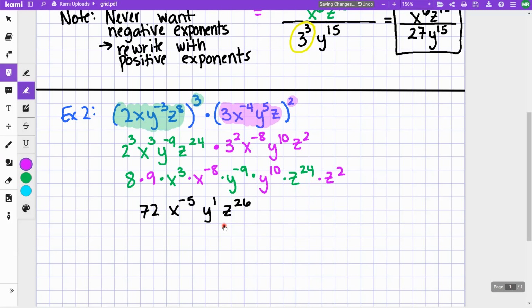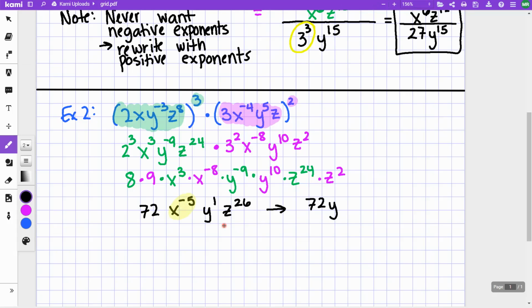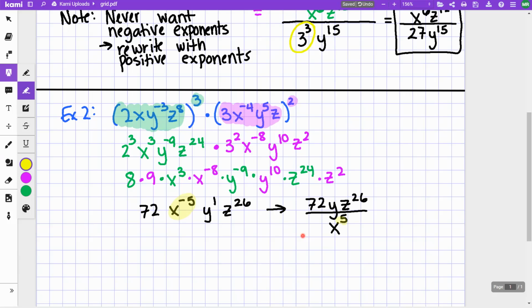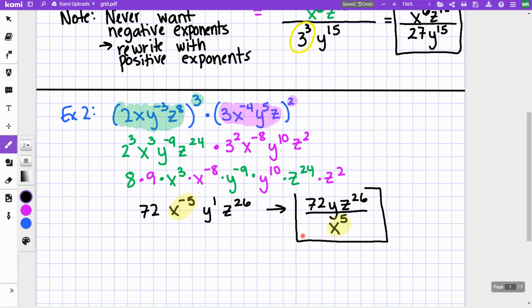Now, I'm almost done. But again, I do not like to have negative exponents. So this negative exponent means that that is going to have to move to the denominator. So I'm going to have 72 stay on the top, y to the 1st, or I'm just going to write it as y, z to the 26th stay on top. And this x to the -5th is going to come to the bottom. And now it's going to be a +5. So it was a -5. Now it's a +5. And that is going to be my final answer.